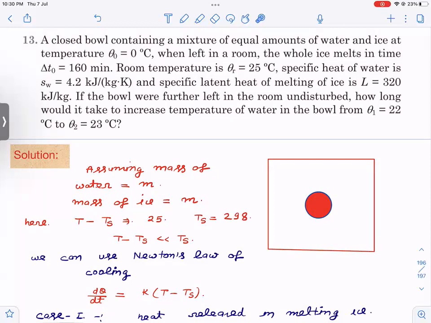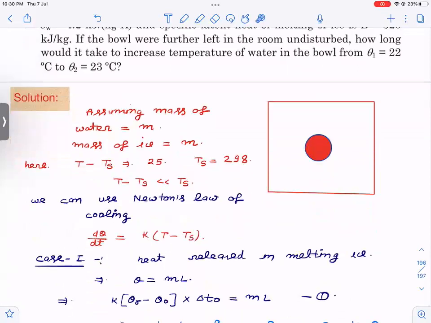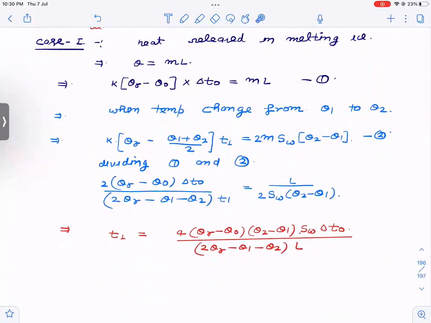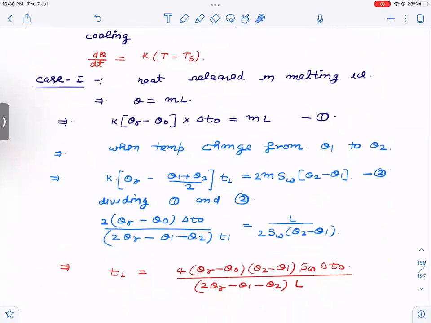In the first condition, what happens? Ice melts in this time. When ice melts, the temperature of the mixture will not increase because it is an ice water mixture, and the total heat which will be needed is mL, right? So the first case is heat released in melting, Q equal to mL, and that mL is equal to K times theta r minus theta naught, Newton's law of cooling. Theta r is the temperature of the room, theta naught is the temperature of the mixture, which remains 0, so no approximation here, into delta T naught.